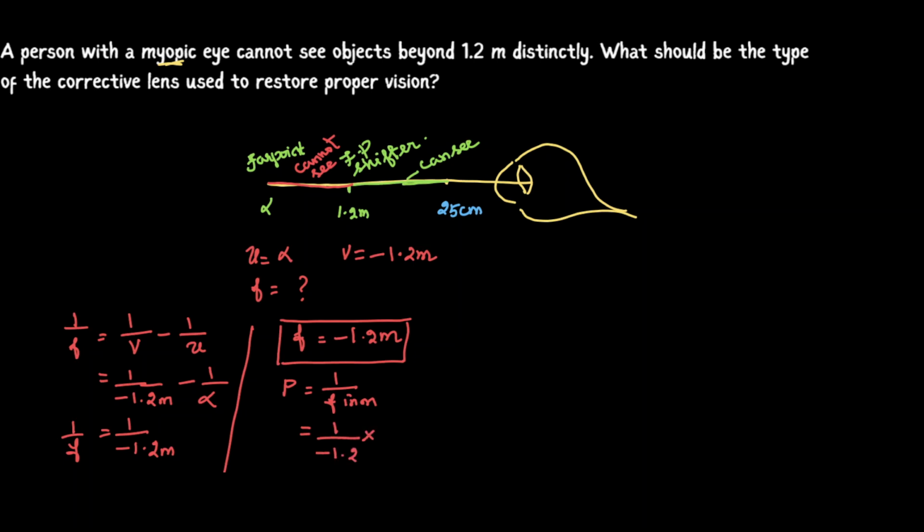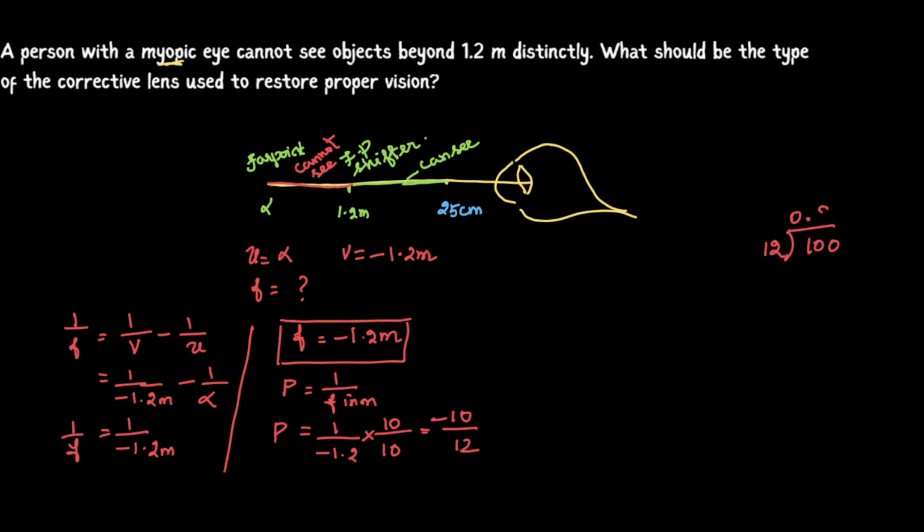If you want to remove a decimal point, you multiply by 10. So this is equal to 10 by 12. So P is equal to minus 10 by 12. We are calculating 10 divided by 12. It is a smaller number, so we have to add a decimal point and add 0.